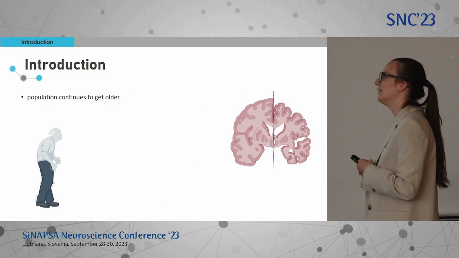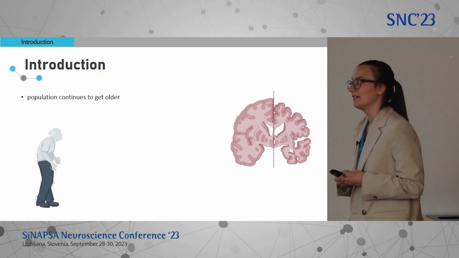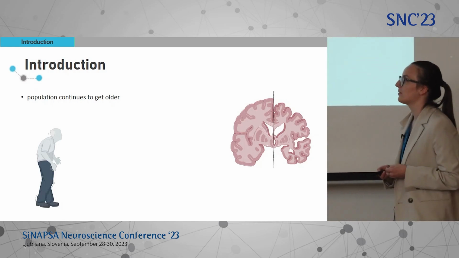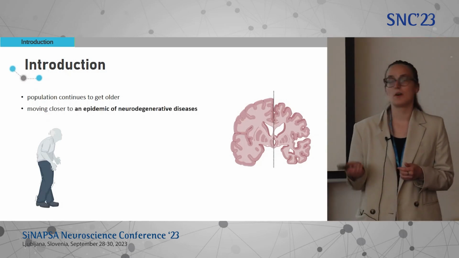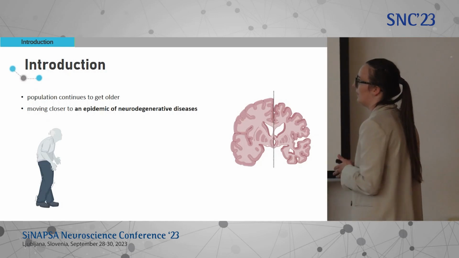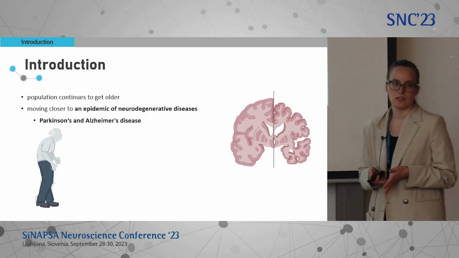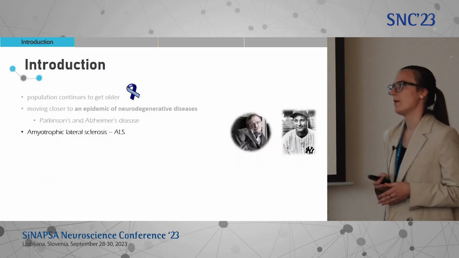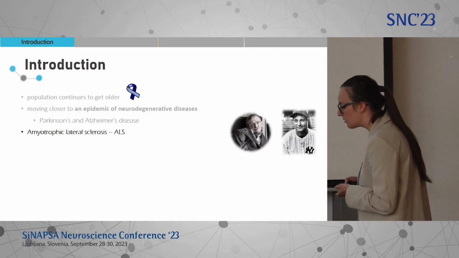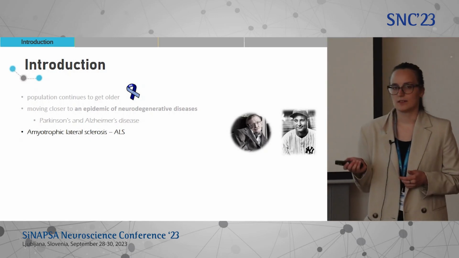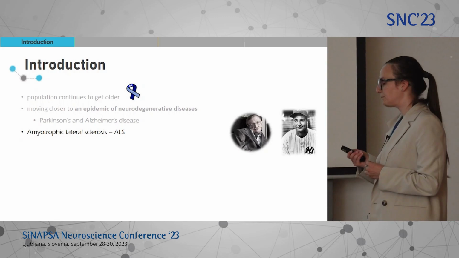We are getting older. Dear colleagues, we are getting older. And as the population continues to get older, we are moving closer and closer to an epidemic of neurodegenerative diseases such as Parkinson's disease and Alzheimer's disease. But I'm not here to talk about Alzheimer's or Parkinson's disease, but about amyotrophic lateral sclerosis, or ALS for short.